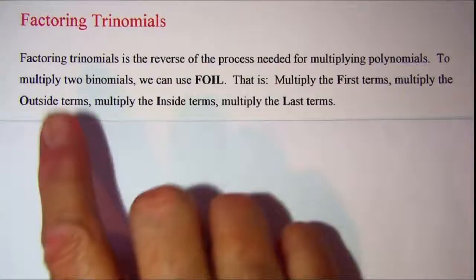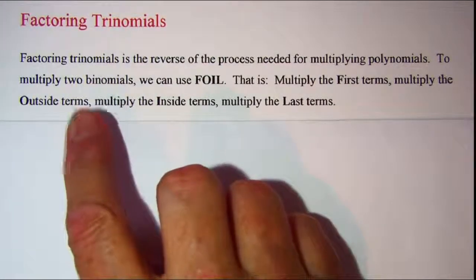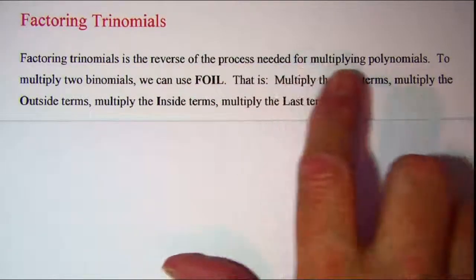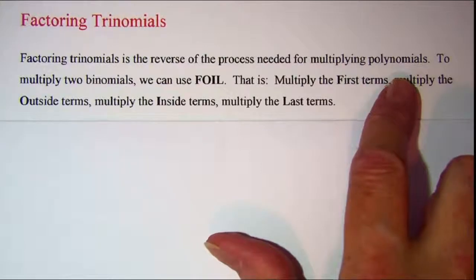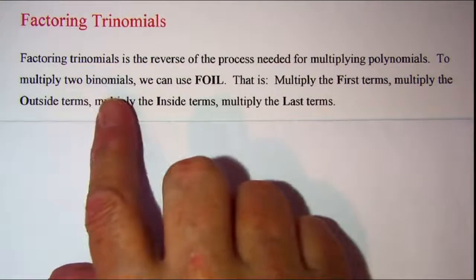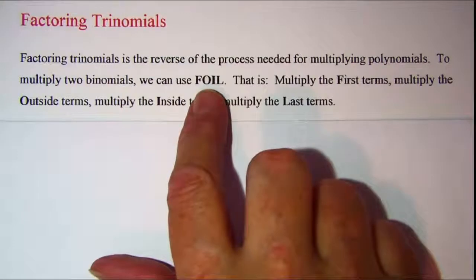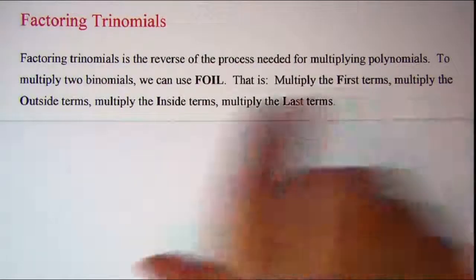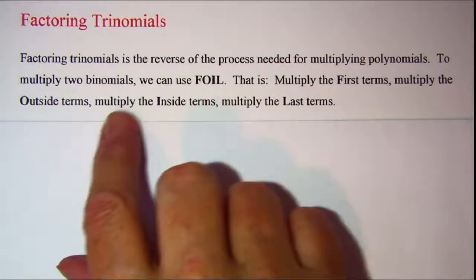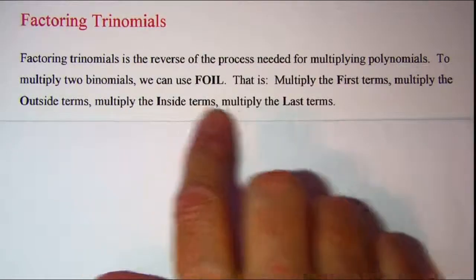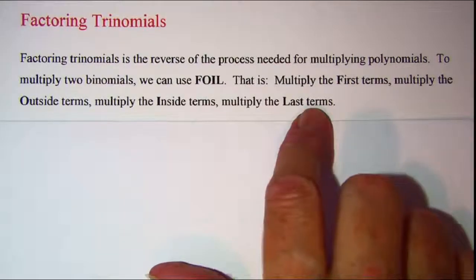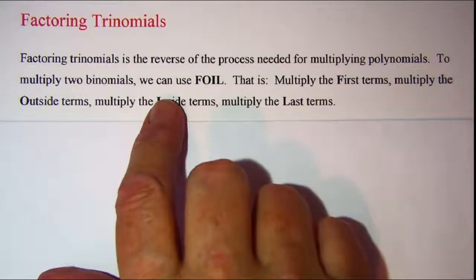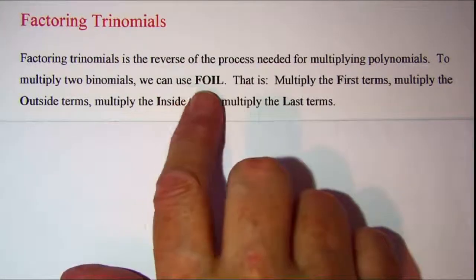In this video, we will be factoring trinomials. Factoring trinomials is the reverse of the process needed for multiplying polynomials. To multiply two binomials, we can use FOIL. That is, multiply the first terms, multiply the outside terms, multiply the inside terms, and multiply the last terms. So F and then O, I, and L, FOIL.